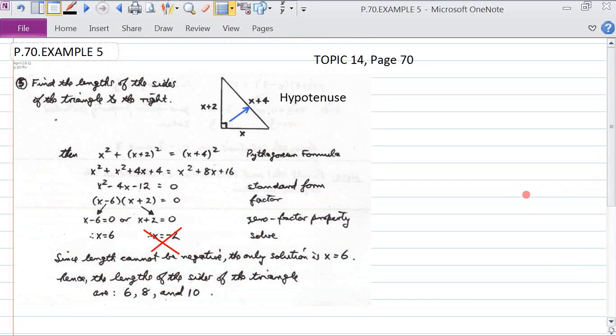So that completes our discussion of page 70.